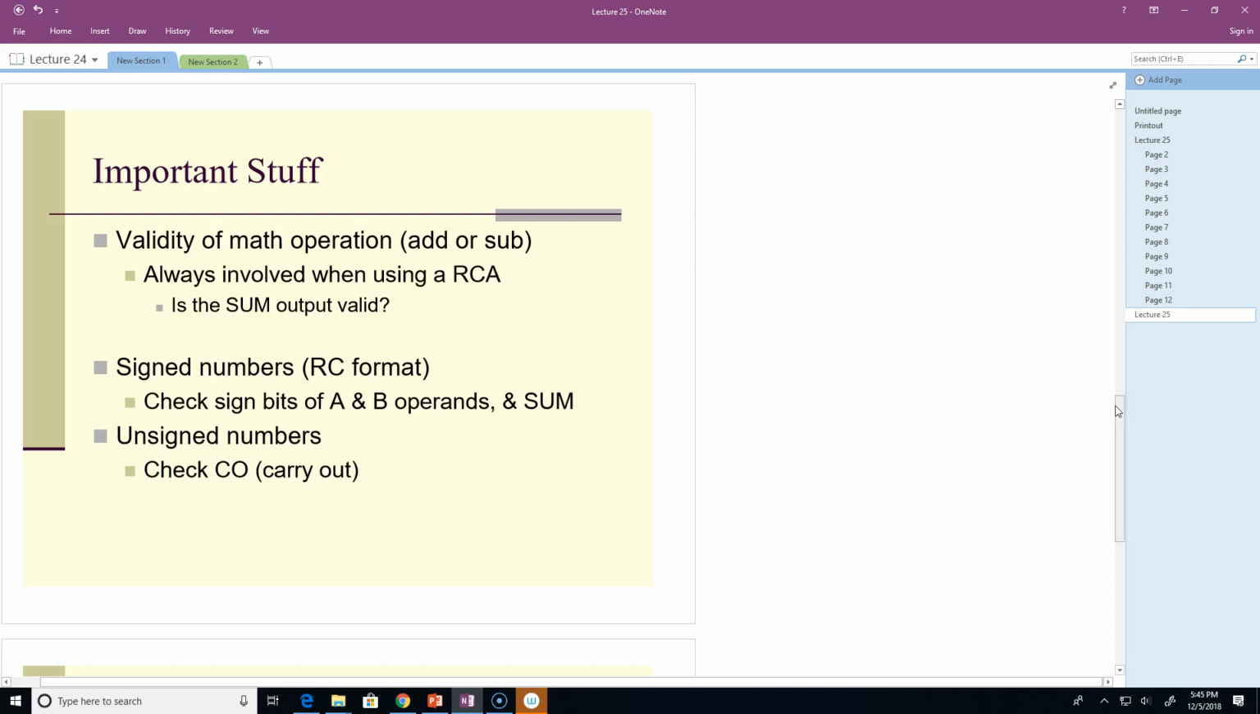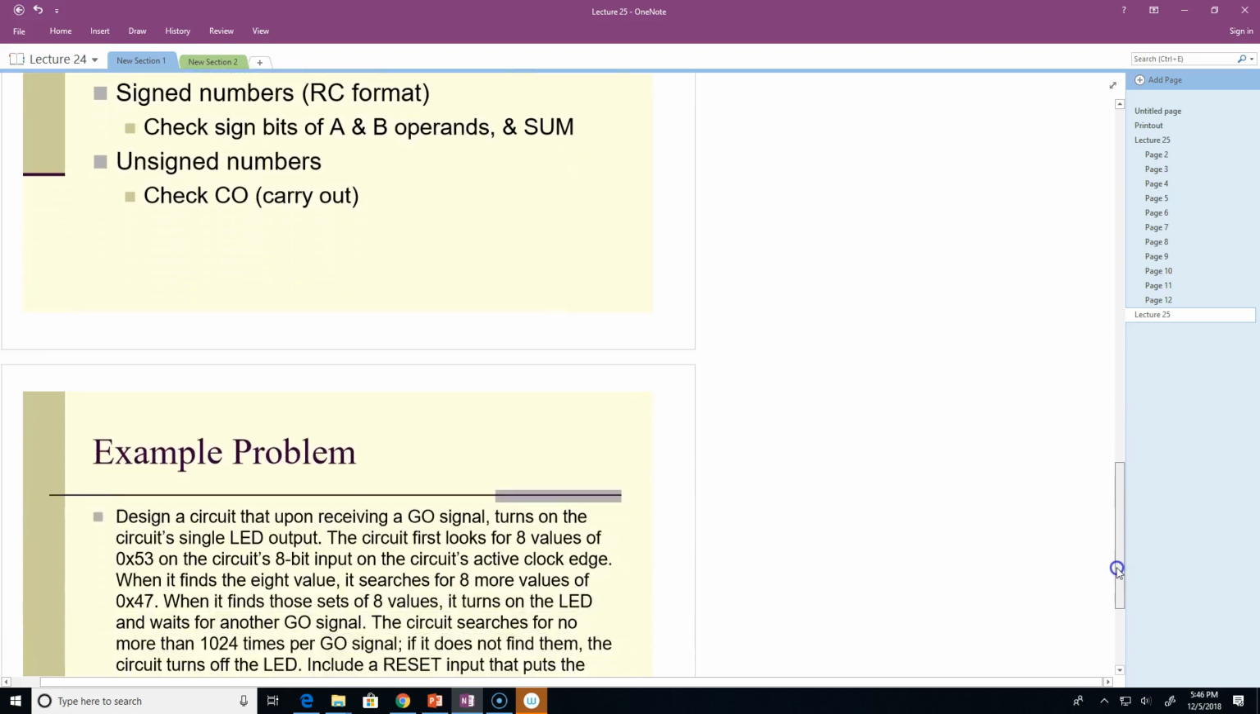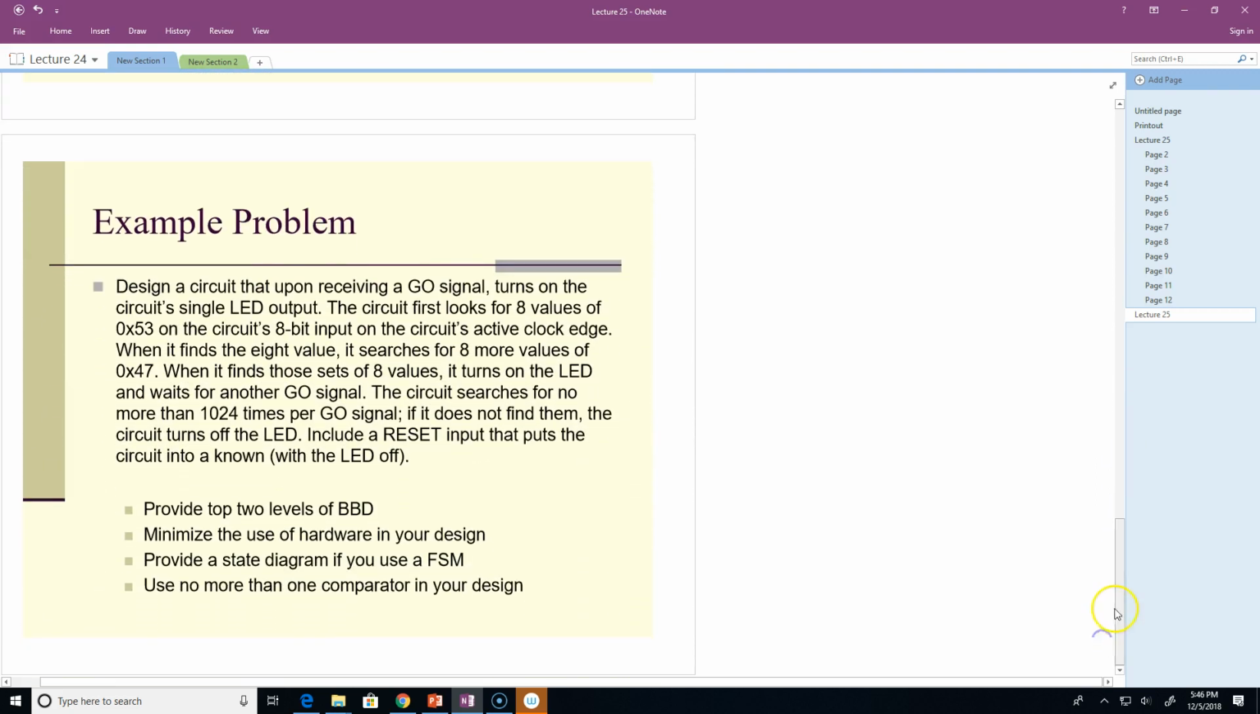Okay, if you're checking for validity on signed numbers, particularly with the radix complement numbers, you need to check the sign bits of the two operands and the sign bit of the sum, and that's going to tell you whether the output is valid or not. And I think that's it for that. Like I said, it was something that I leveraged on the quiz, so it's something kind of useful.